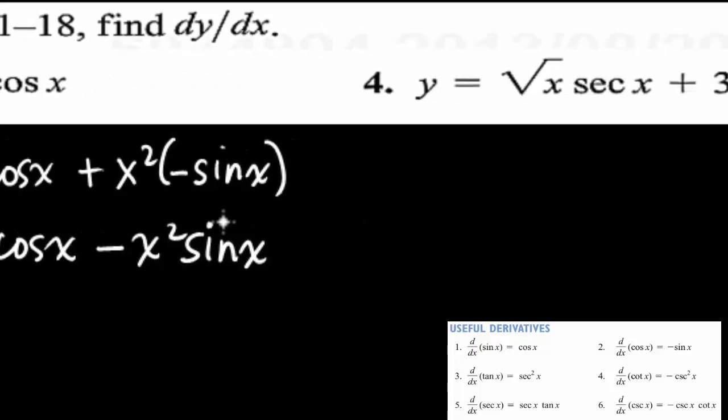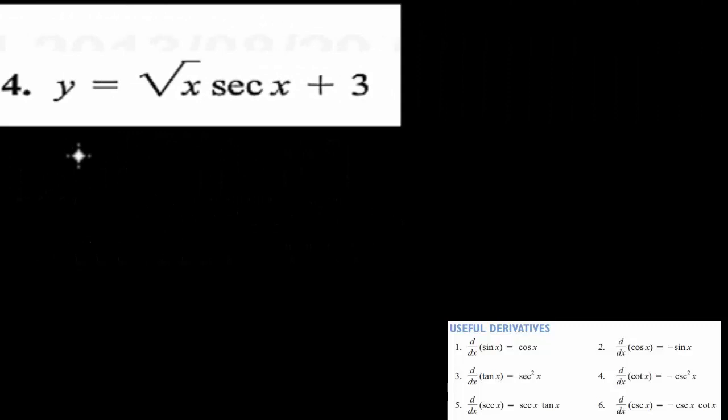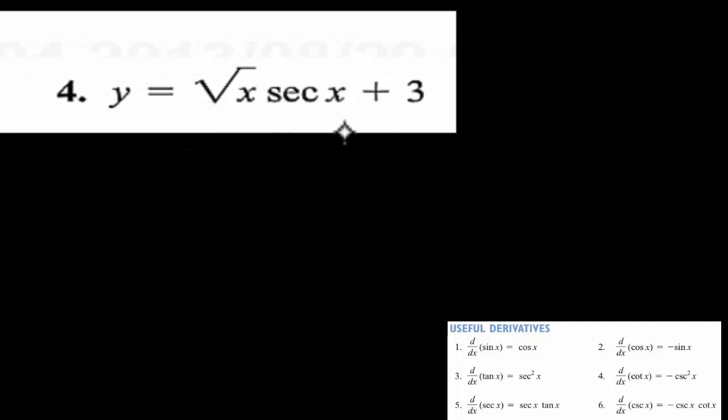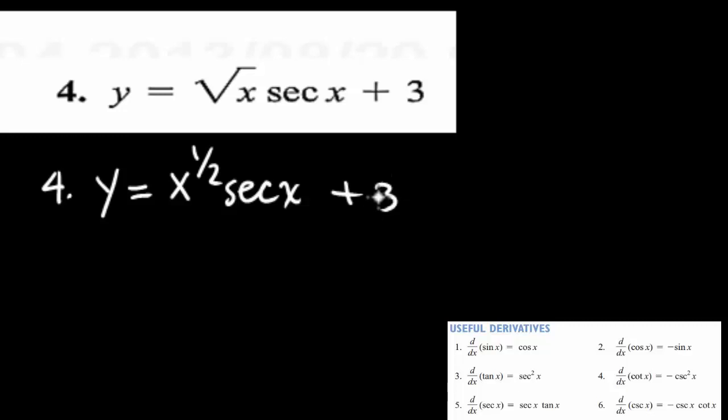All right, moving along. Let's look at number 4. We have to use the product rule again here, as well as the sum rule by taking the derivative of a constant. But let's rewrite this again so we can apply the power rule. How do we rewrite the square root of x using the power rule? Okay, we'll rewrite y equal to x to the 1/2 multiplied by secant of x plus 3.